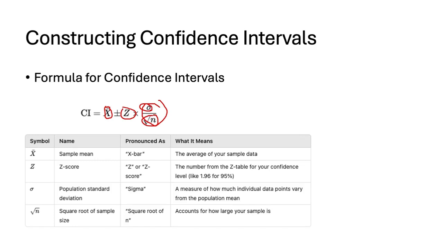Now we compute the confidence interval by multiplying the z-score by the standard error, then adding and subtracting that from the sample mean. So as an example, if we measure the average weight of newborns in a hospital and get a sample mean of 3.2 kilograms with a standard deviation of 0.2 kilograms and a sample size of 100, we can construct a 95% confidence interval to estimate the true average weight of all newborns.